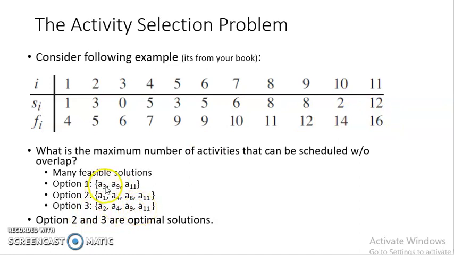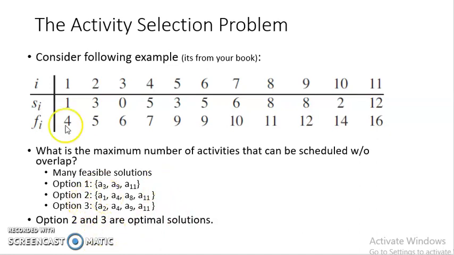Now, these are the feasible solutions because they are satisfying the compatibility constraint. But we have to maximize the number of activities or classes that we are going to schedule. So option 2 and 3 are the optimal solutions. 4 is the maximum number of classes that you can schedule.